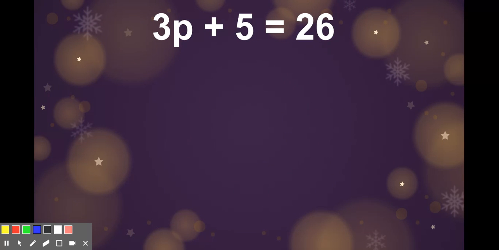So I have 3p plus 5 is equal to 26. Well, I know my goal is to get p on one side of the equal sign all by itself. Well, I have this plus 5 hanging around. How do I get rid of that plus 5? By subtracting 5. So I subtract 5 from the other side. So I'm left with 3p on my left side is equal to 21 on my right side.